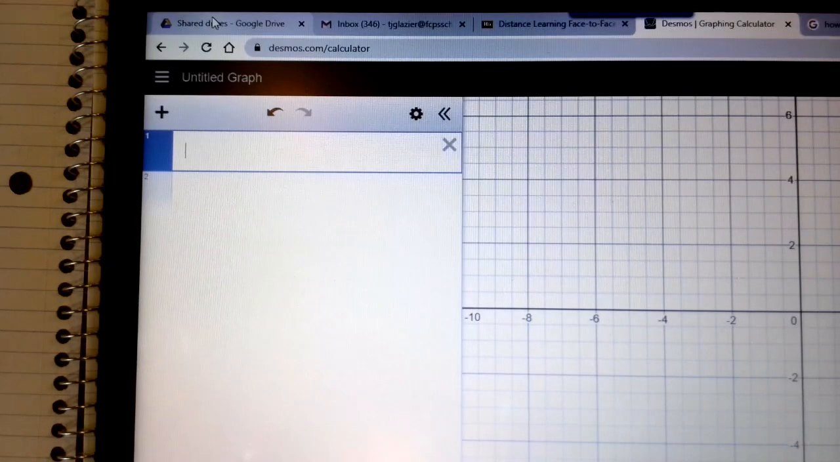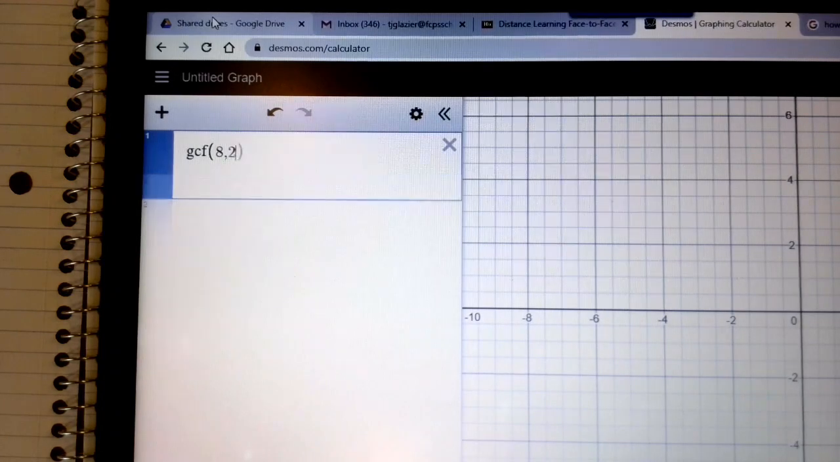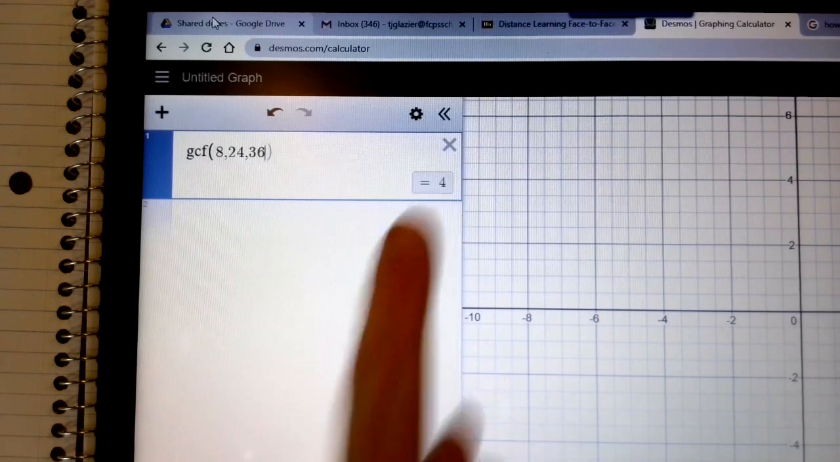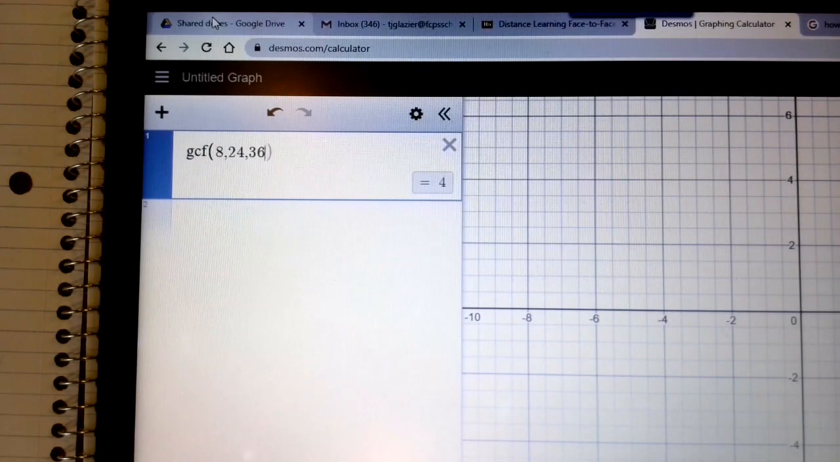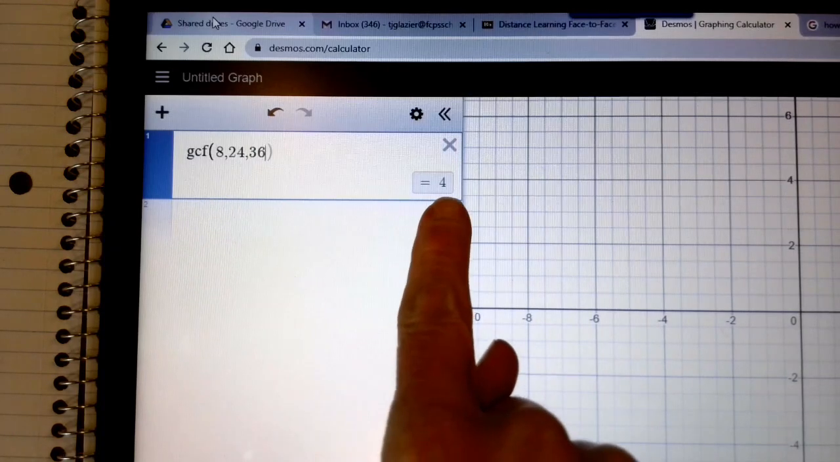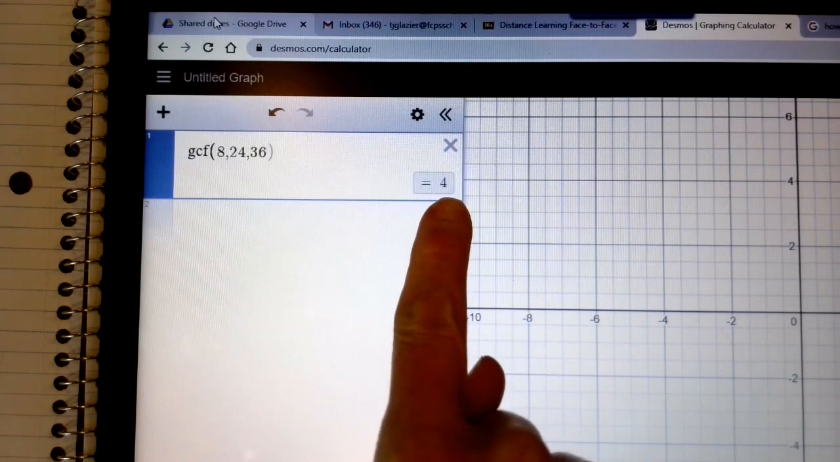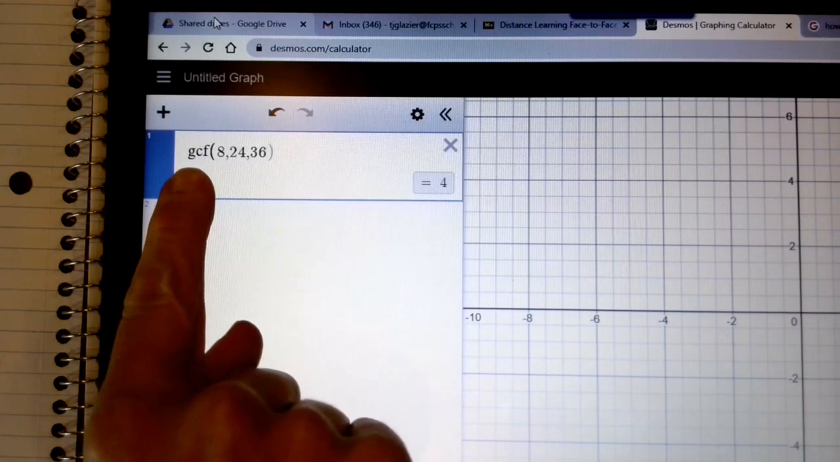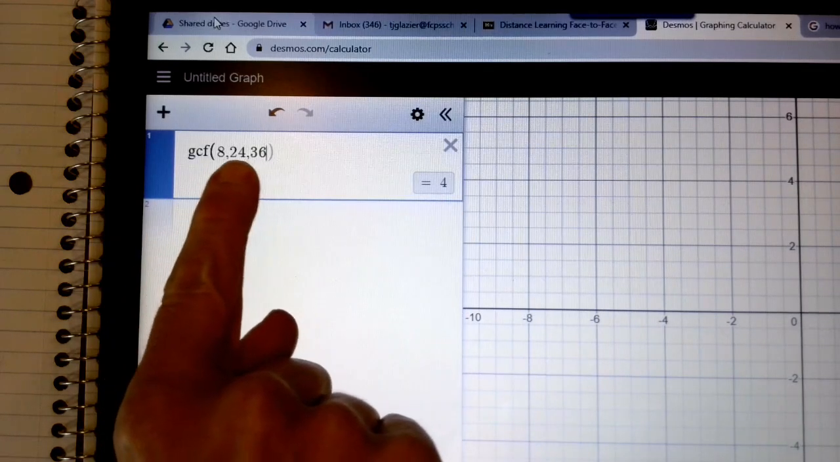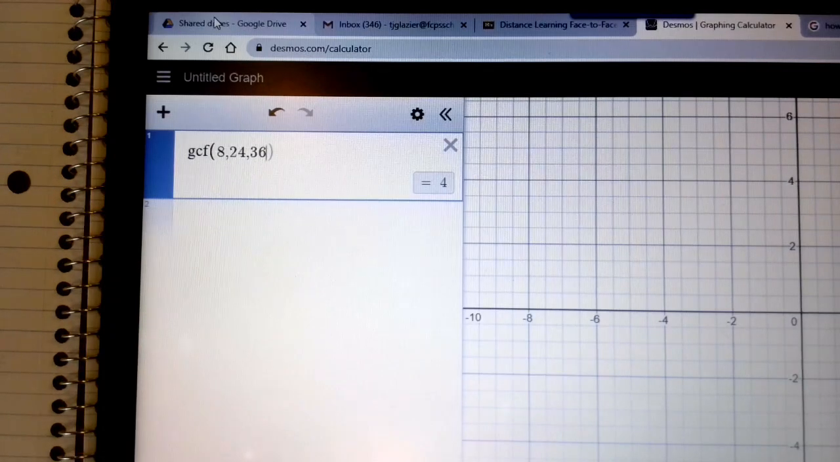What if I wanted to find the greatest common factor of 3 numbers? What if I was thinking about 8, 24, and 36? Check it out. There's my answer right there on the screen. So if you're having a hard time with some of these coefficients, Desmos has the ability to give you some help with those factors problems. Remember to type your GCF, type a parenthesis, and separate your values with a comma.